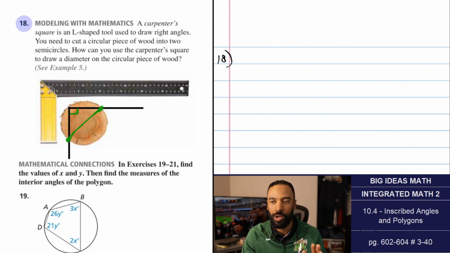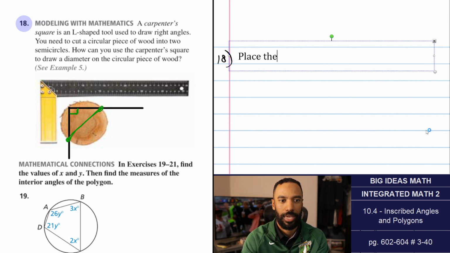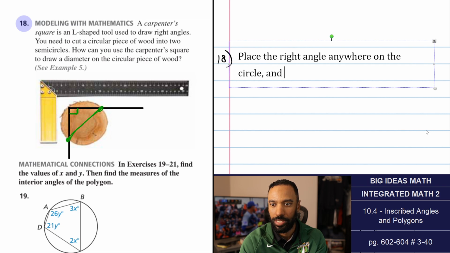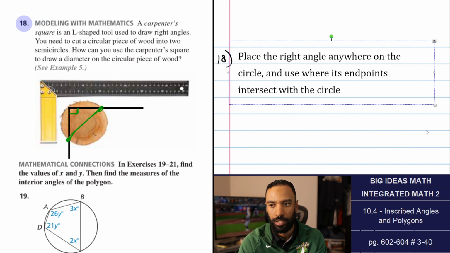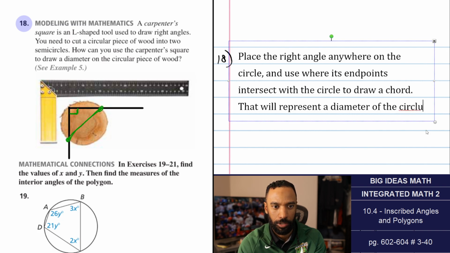So all you have to do is place the right angle somewhere on the circle. Anywhere on the circle. And use its endpoints, where they intersect with the circle, to draw a chord. That will represent, they didn't say explain why, I did, but that will represent a diameter of the circular piece of wood.